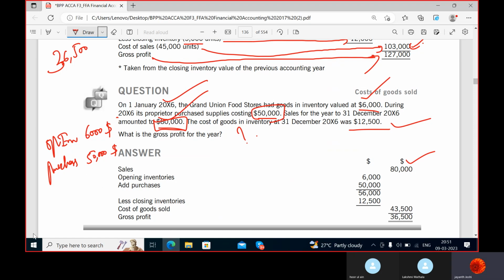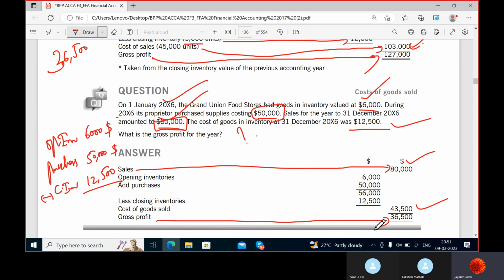And what they are saying is the goods in the inventory is 12,500. So we will subtract that, so that is closing inventory. 6,000 plus 50,000 minus 12,500 is 43,500. And the goods which we bought for 50,000, we are selling for 80,000. So when we remove this COGS, we get gross profit. Please have a look at this. We'll move on.